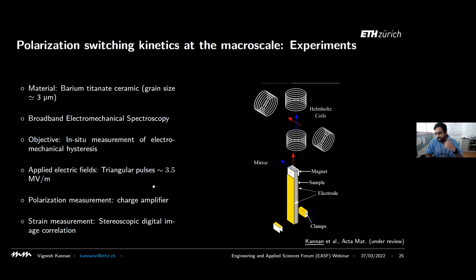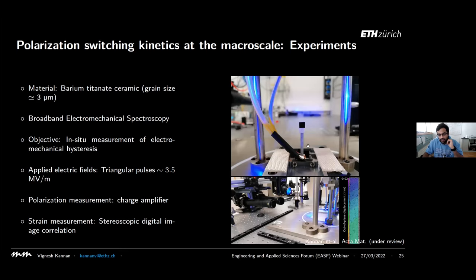So this is a picture of the experimental setup we have in the lab. This is one of our barium titanate samples. You can see the speckle pattern on the sample. These wires are basically used for applying the high voltages. And then we use these stereo rigged cameras that allow us to measure the three-dimensional strains, or the surface strains, on the sample. Right. So this is an example data set.